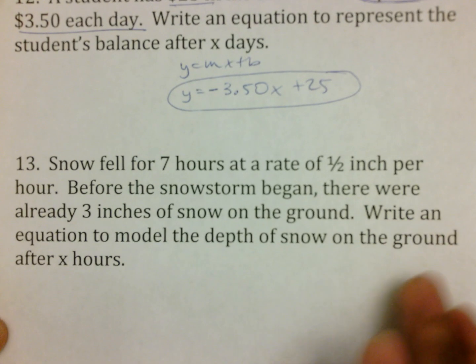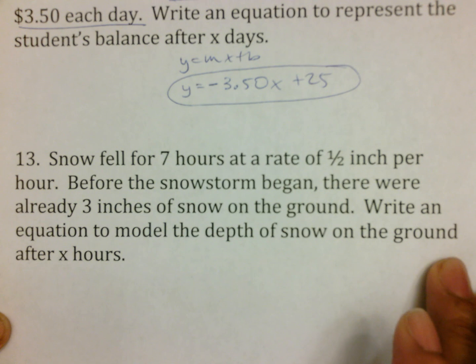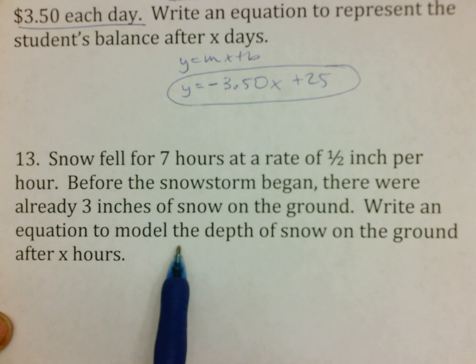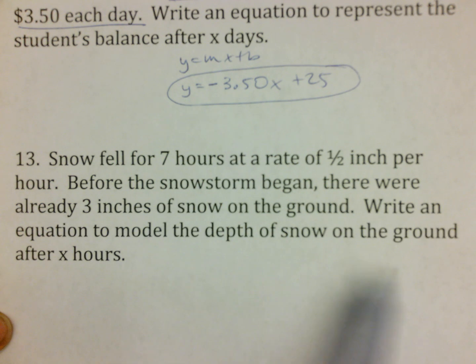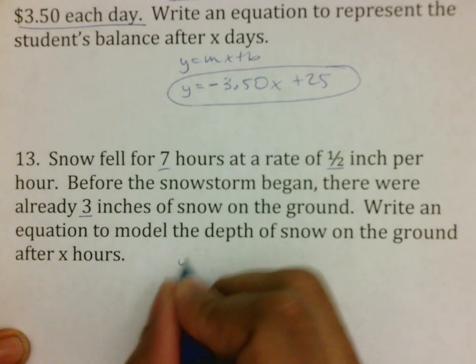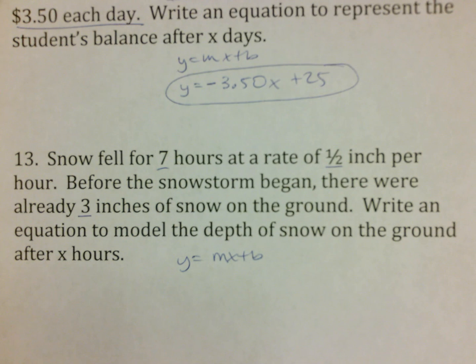Snow fell for 7 hours at a rate of 1/2 inch per hour. Before the snowstorm began, there were already 3 inches of snow on the ground. Write an equation to model the depth of snow on the ground after x hours. Again, the problem we have here is that we have 3 numbers, and anytime I know it's going to be a y equals mx plus b, I need to make sure I know which number doesn't need to be used.